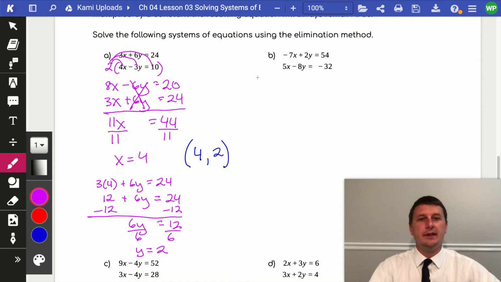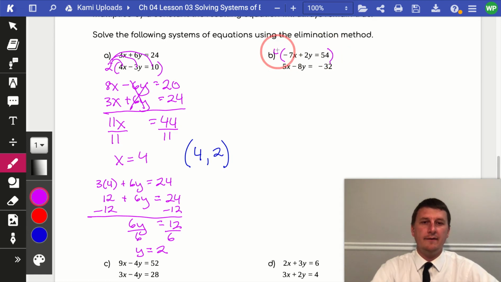Going on to part B, I want to do that same thing. I want to look at my coefficients and see if I have opposite coefficients. I have -7 and 5. Those are not opposites. And I have 2 and -8. Those are not opposites. But now I want to look at those coefficients and see if one is a multiple of the other. And yes, the 2 can be multiplied to get to 8. And how do you multiply 2 to get to 8? By multiplying by 4.